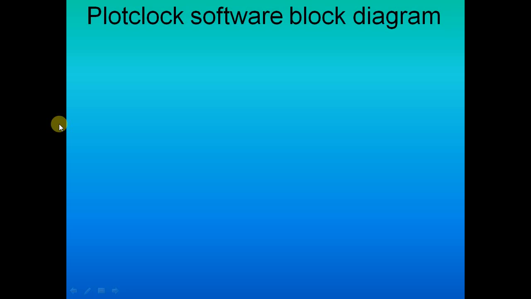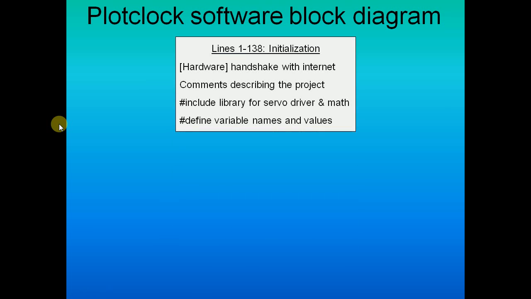In this video, we're going to discuss how the Plotclock works, and we'll be doing that from the software point of view and explaining using a block diagram how that happens. And it's really quite simple. There are 560 lines of code in the Plotclock software, but it can be broken down into several easy to understand pieces. So let's get started.